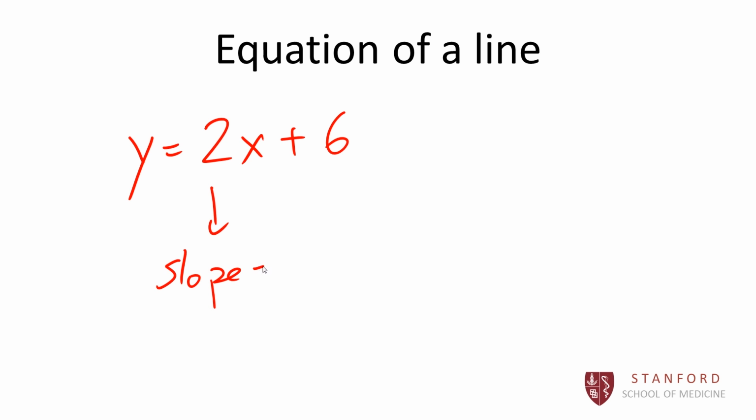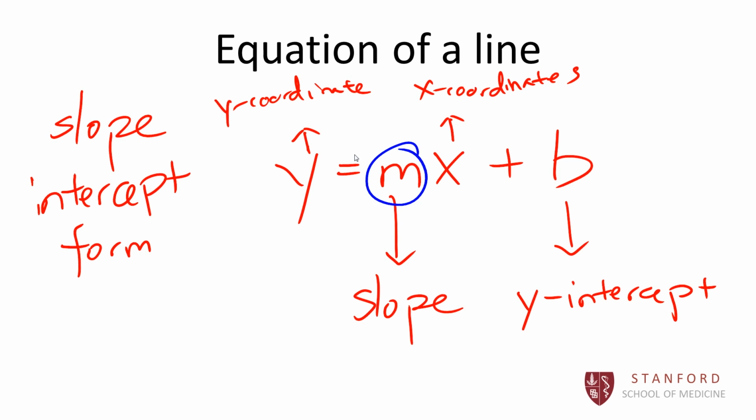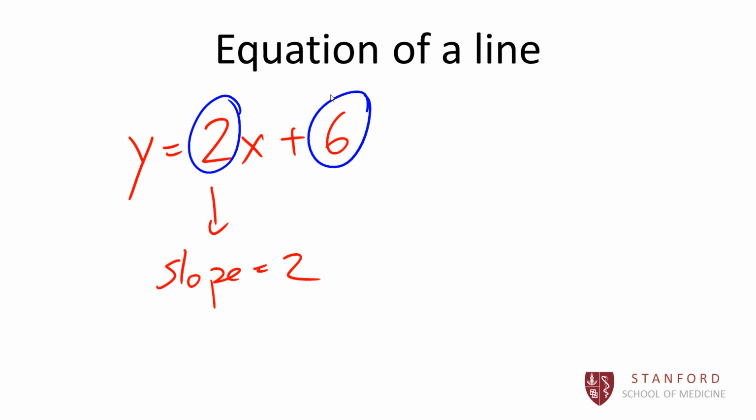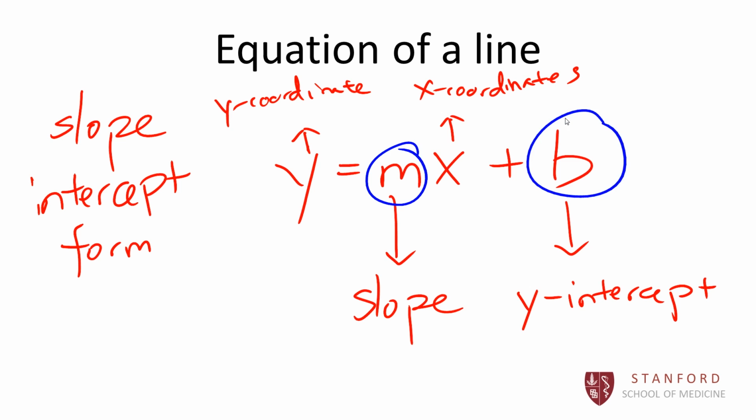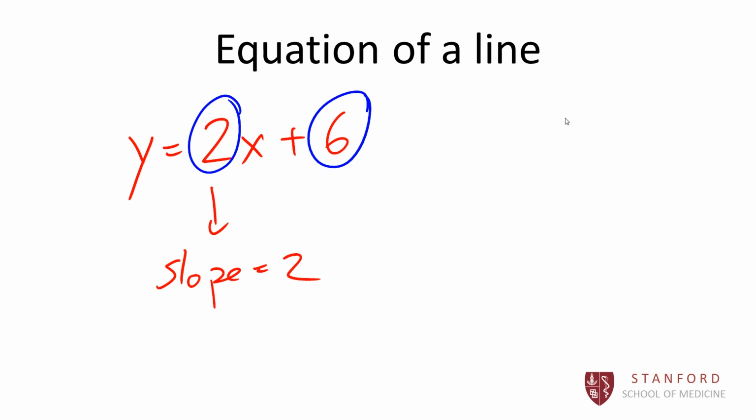Now let's illustrate what we just went over again with an example. Let's say y equals 2x plus 6. Now if I ask you what the slope is, you're going to tell me that the slope is 2, because this 2 corresponds to this m. Similarly, if I ask you what the y-intercept is, you're going to tell me that it's 6 because it corresponds to b. More accurately, the y-intercept in this case is going to be (0, 6).